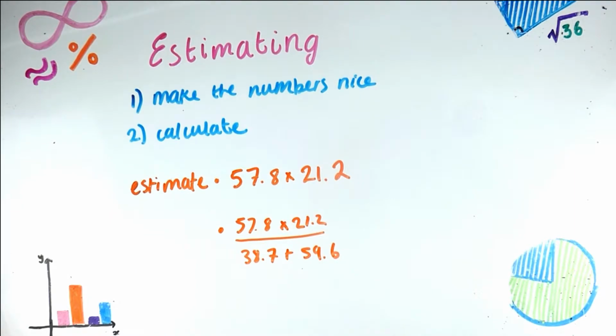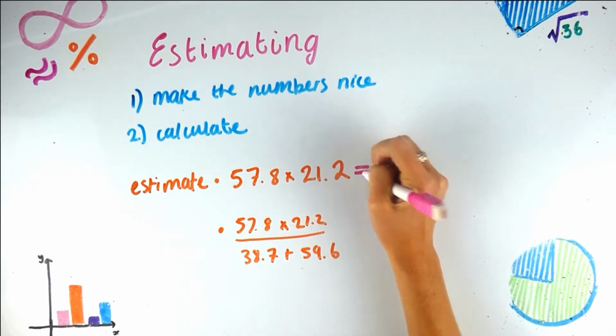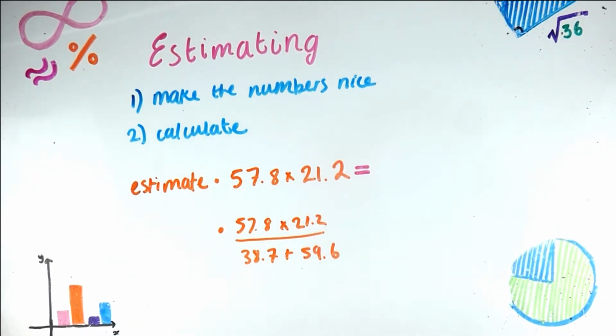So let's start with these 2 first. We have estimate 57.8 times 21.2. And I didn't write you without a calculator. I really can't be bothered to work that out. It's quite hard and it said estimate anyway. So step 1, make the numbers nice. Now, in my opinion, those numbers aren't nice. Nice is subjective, but I'm telling you this isn't nice.